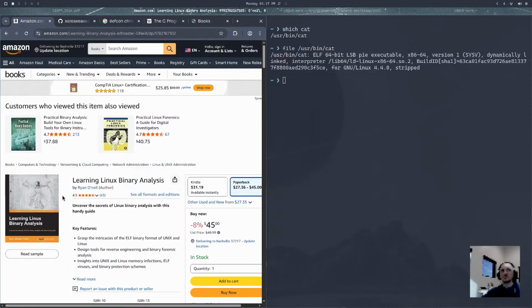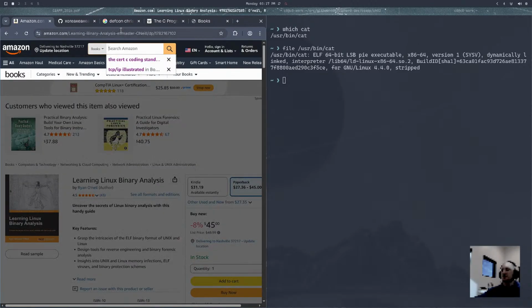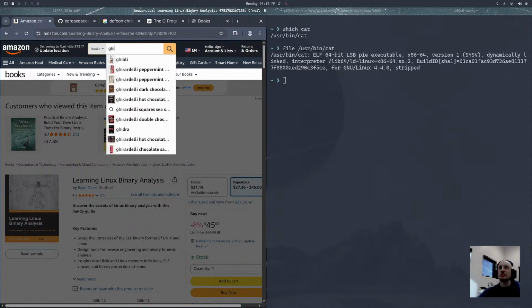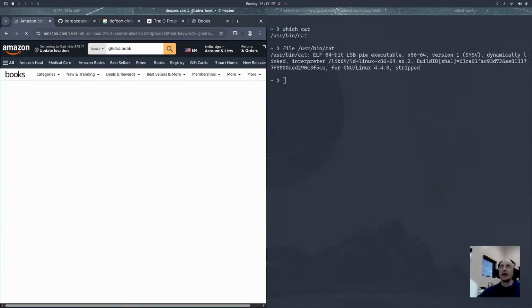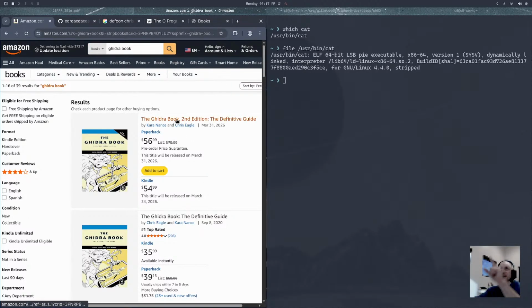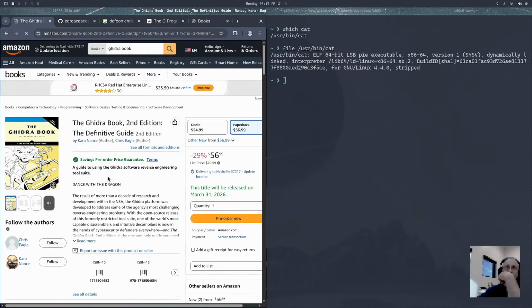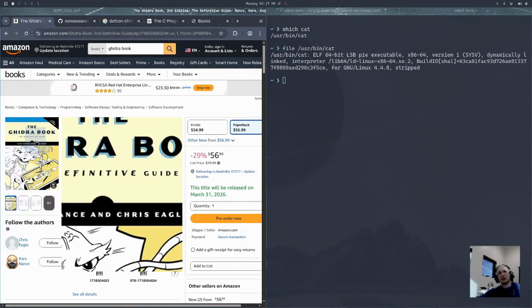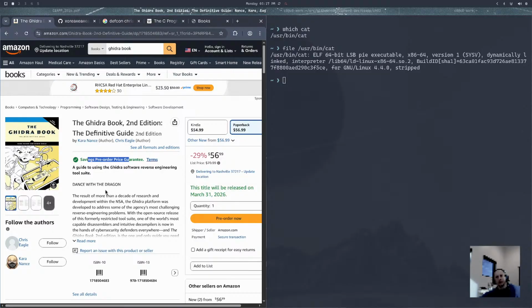But binary analysis is only one part of malware analysis. The other book that I've purchased is called the Ghidra book. And this one isn't out. There's a second edition that's coming out. I think it's still on pre-order. So this is the other book that I would recommend.